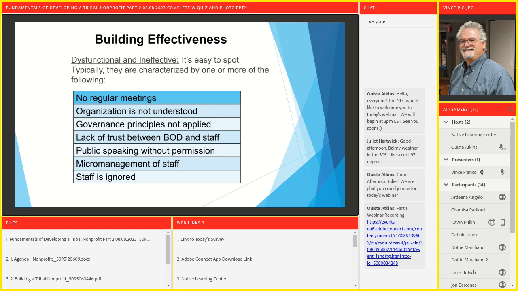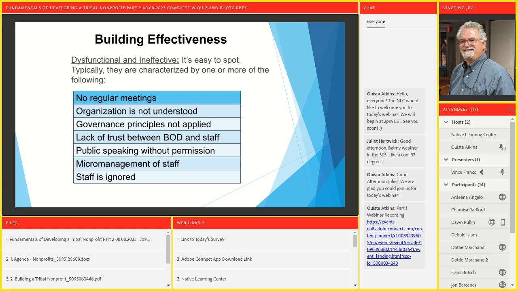Moving on, dysfunctional would be just the opposite of everything I was talking about. No meetings, no organization or structures understood. That's where communication plays a great part. Governance principles are not applied. Lack of trust can tear down an organization, lack of trust between board member to board member, to staff, et cetera. That one, public speaking, you might not be aware of that. Let me hover there for a minute and talk about my experience with public speaking without permission.